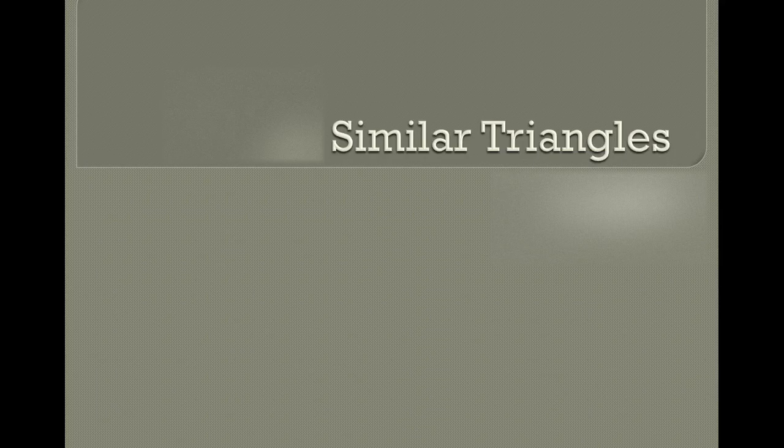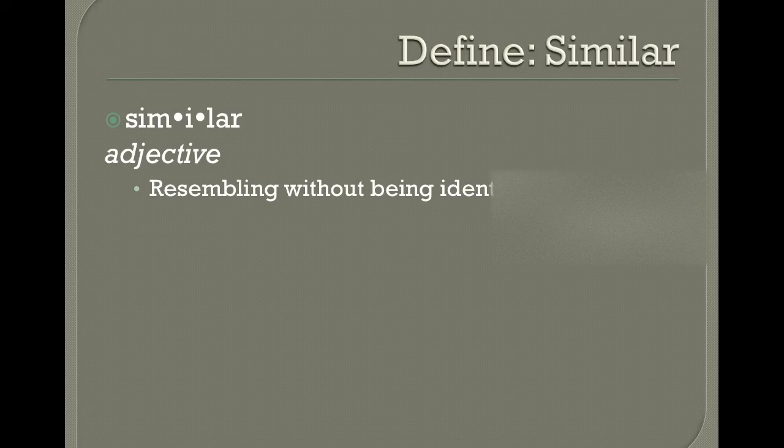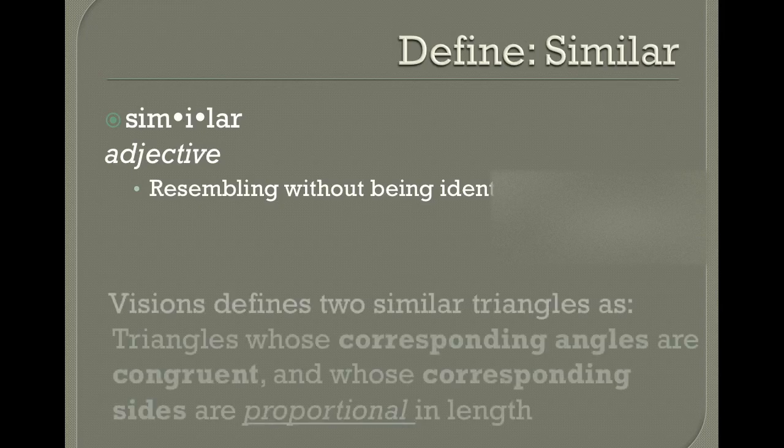This is the second section of our third chapter for triangles. We are going to look at similar triangles. First, let's define what similar means. Similar, according to Google, is resembling without being identical. And it's really important that we emphasize that it's without being identical.